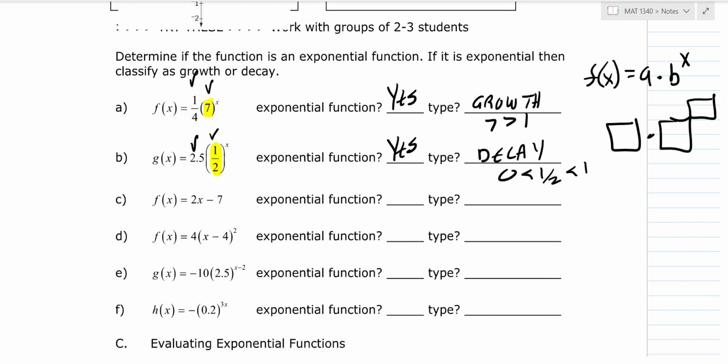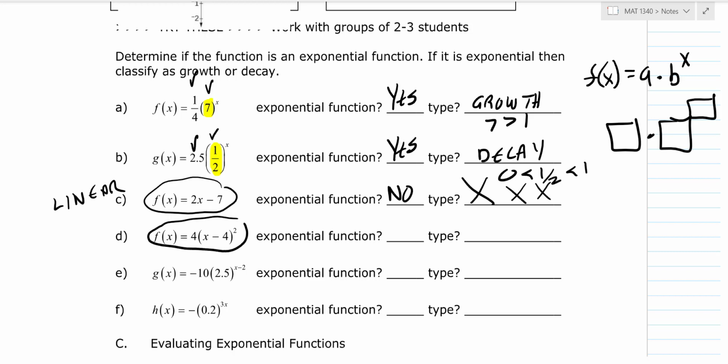Okay, the next one. Does this look like an exponential function? Does this look the same as A and B, or does it look like something totally different? That's different. Do you guys know what this function is? Linear. That's linear. It's y equals mx plus b. So that is not an exponential function, so we're not going to worry about whether it grows or decays. That's a linear function.